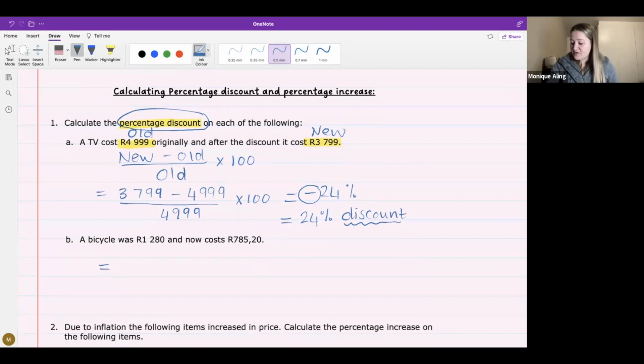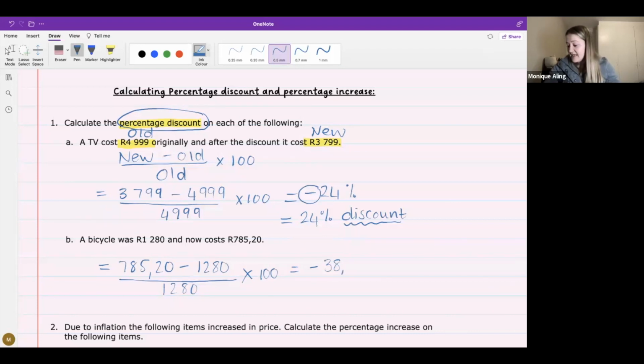Okay, so we've got our new minus old over old. So the new price is 785,20 minus the old price over the old price times by 100. And you do indeed get a negative number because it is a decrease or percentage decrease. And we all rounded perfectly well, so I'm not going to get into that. So therefore, it is a 38,66%. And it is a discount.